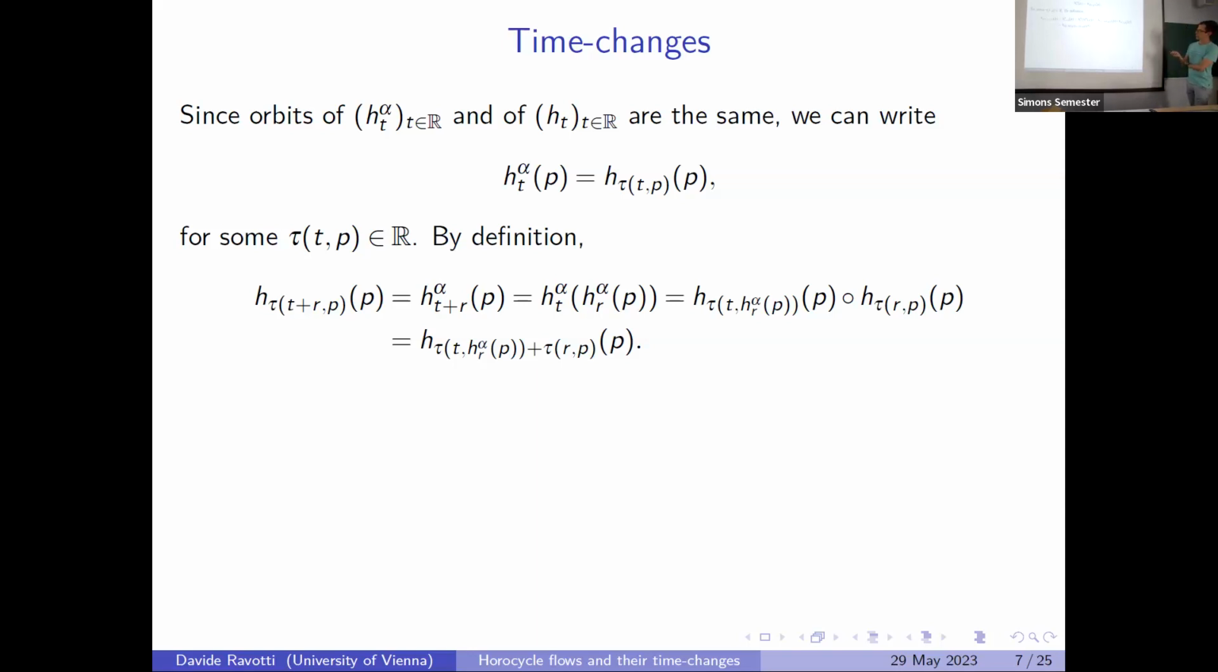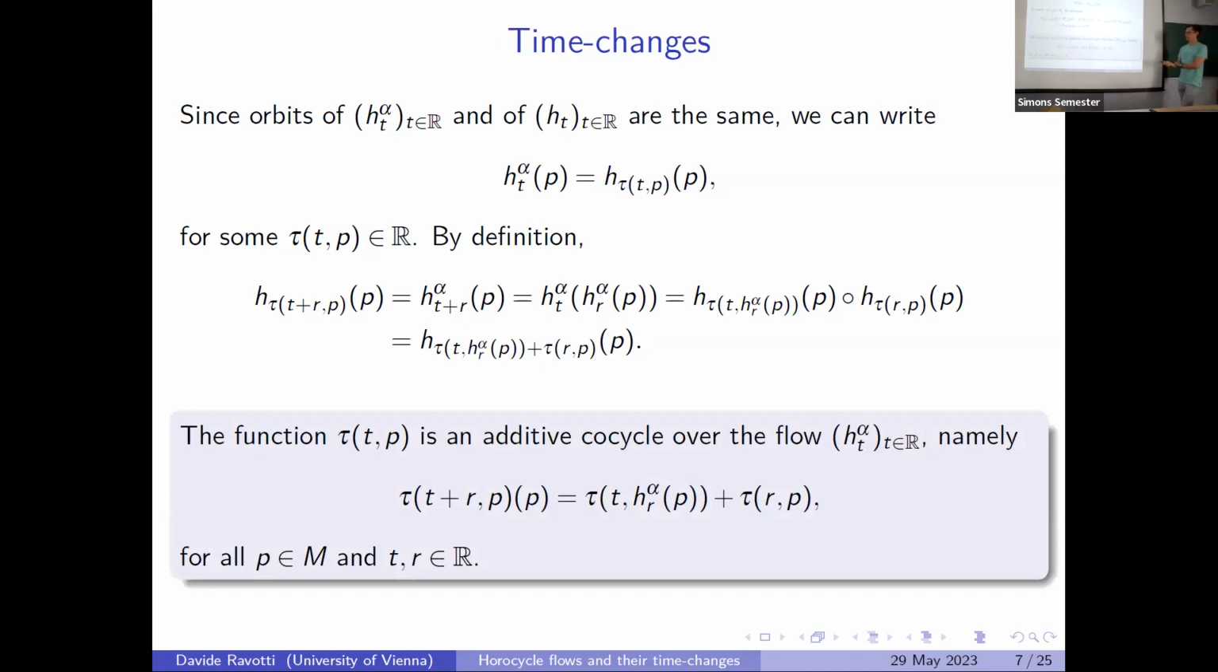And h alpha of t applied to this point is going to be h of tau of t applied to the point inside the bracket. Sorry, here there is a typo, there should be no p in here. So h of tau of t, comma, h alpha r of p, composed with h of tau of r, p applied to p. If I rewrite this, I have that this is equal to h of this sum here applied to p. So this tells me that this term in here and this term in here are the same.